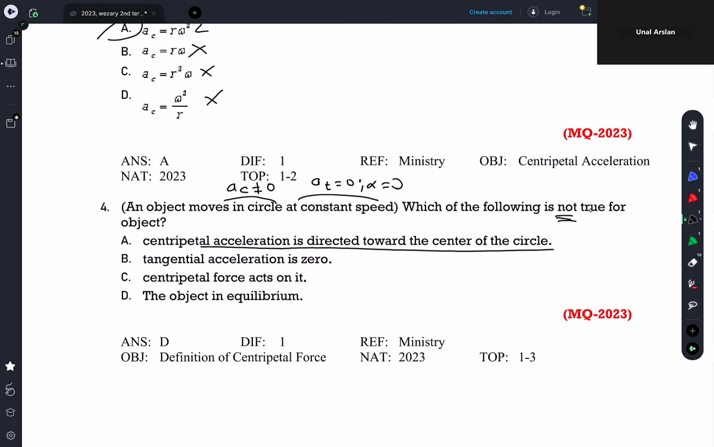Tangential acceleration is 0. This is correct. This is also correct. Centripetal force acts on it. If there's a centripetal acceleration, there must be a centripetal force, correct. Object is in equilibrium. No, it's not in equilibrium, because if an object is accelerated, a_c is linear acceleration, so there is no equilibrium. So this is the correct choice.